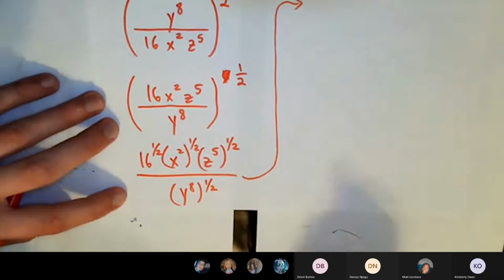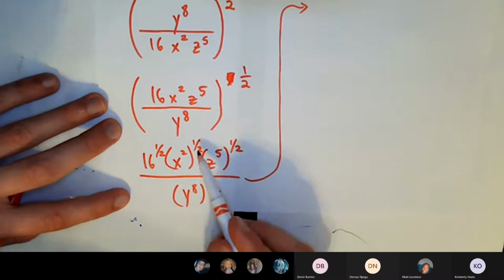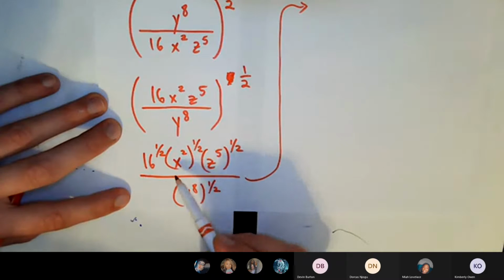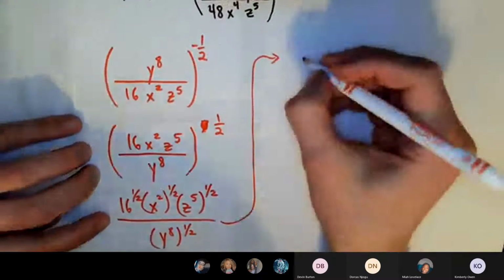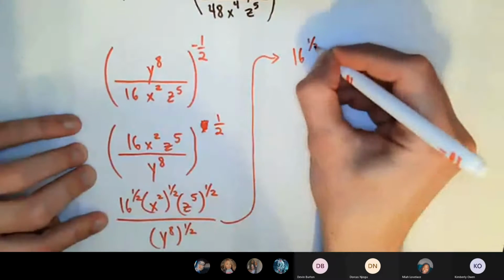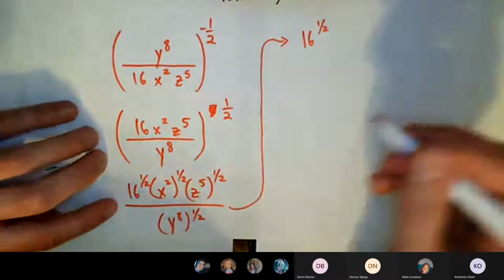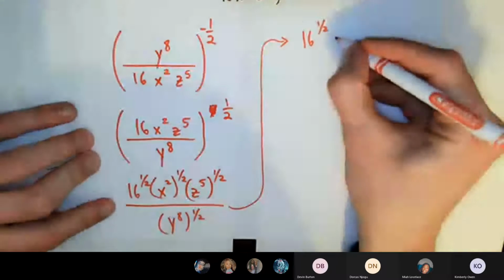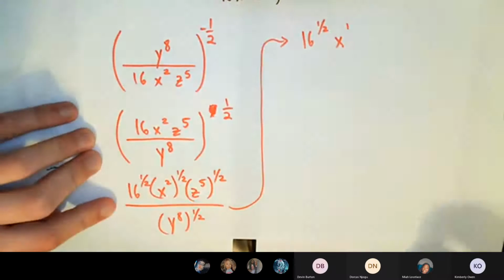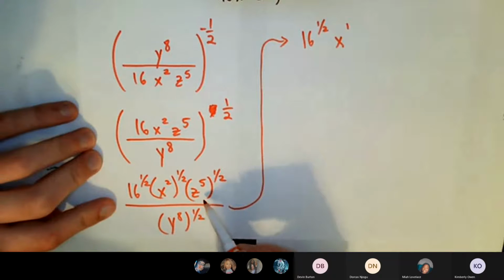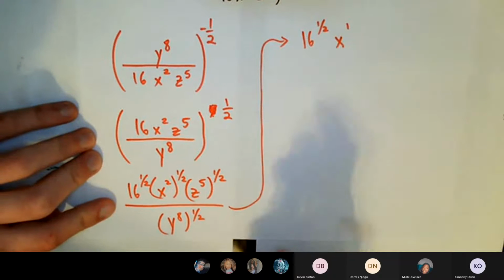Now I'm going to use the rule that says if I have an exponent raised to an exponent, I multiply them. So that allows me to clean up the x squared raised to the 1/2. 2 times 1/2 is just 1, so that's giving me x to the first. z to the 5th to the 1/2 is the same as 5/2.